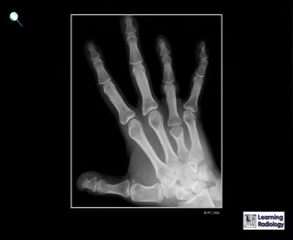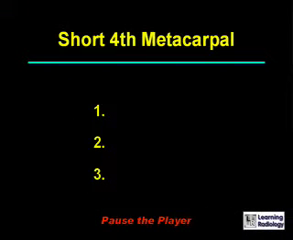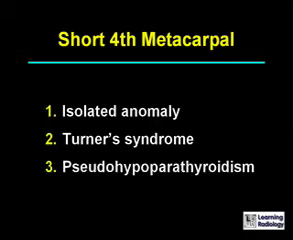Here's the next differential diagnosis. Pause the player. The differential diagnosis is for a short 4th metacarpal bone. There are 3 major causes. Pause the player. The causes of a short 4th metacarpal include an isolated anomaly, Turner's syndrome, and pseudohypoparathyroidism.